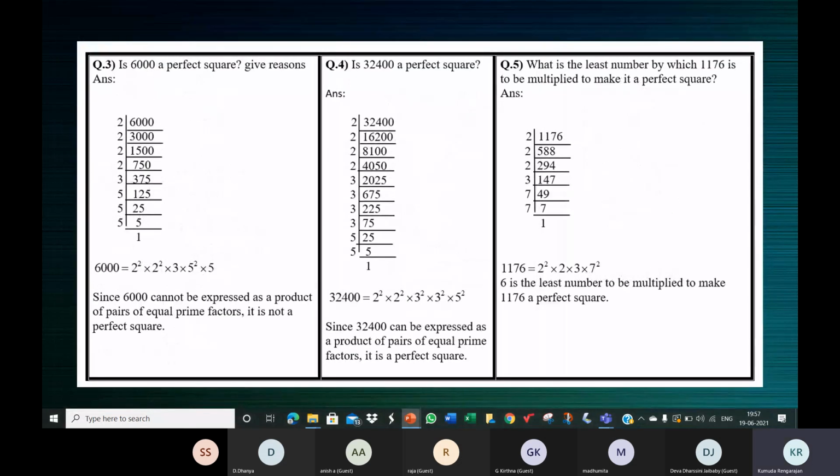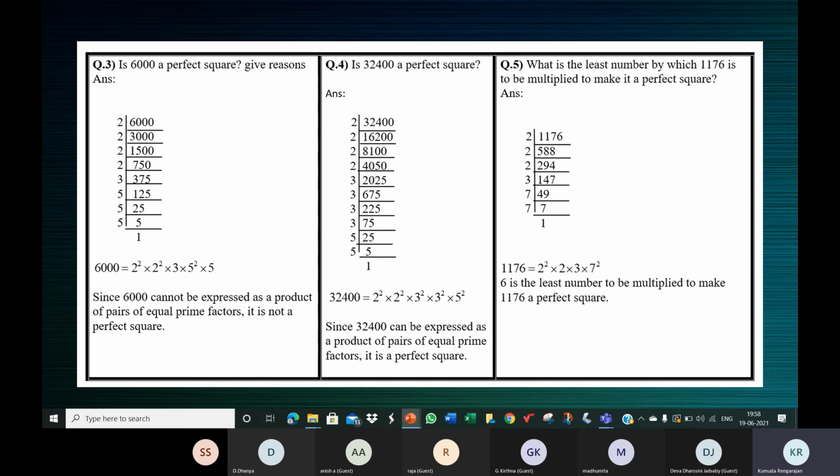Now the next question is of this type. You can see how to check if a number is a perfect square. Question number 3. Is 6,000 a perfect square? Give reasons. So we have to use the prime factorization method. Do we need to use the prime factorization method? You can see the procedure that you should have understood from the videos.